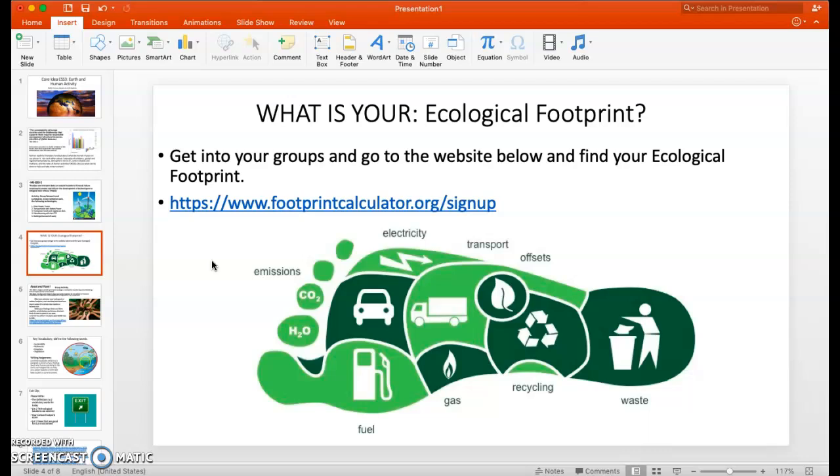We're going to do this as a class, and you're going to use some math to figure out what the ecological footprint of our entire classroom is. And then we'll discuss ways to offset that and balance that out.